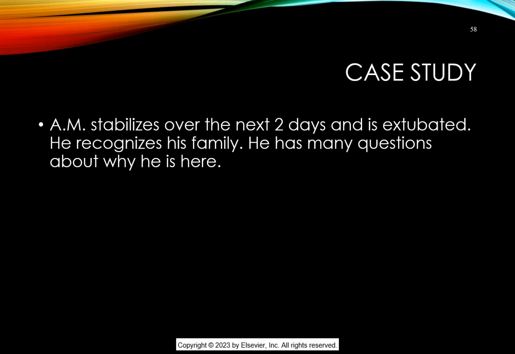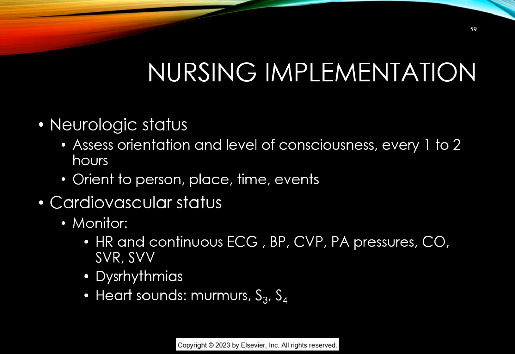So our patient stabilizes over the next couple days. He's extubated, recognizes family, has lots of questions about why he's here. So then nursing implications. As far as neurostatus, we want to keep an eye on their orientation and level of consciousness every 1 to 2 hours. So we're going to orient to person, place, time, events. Cardiovascular status, we're going to monitor their heart rate. We're going to have them on continuous EKG.